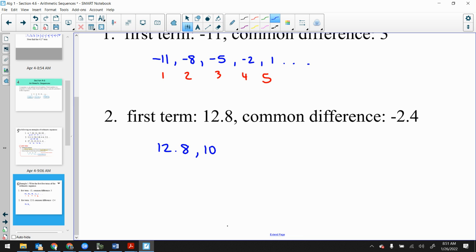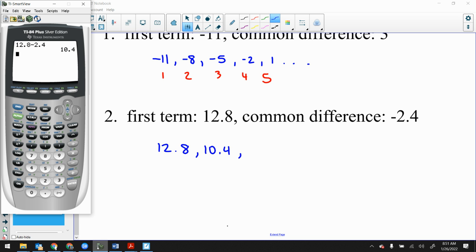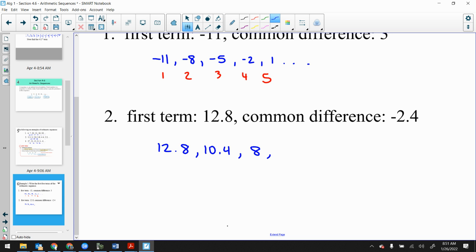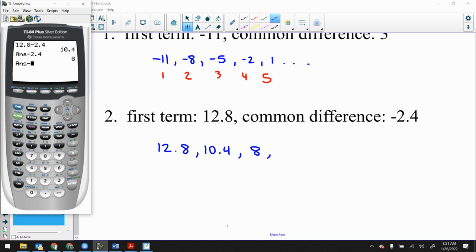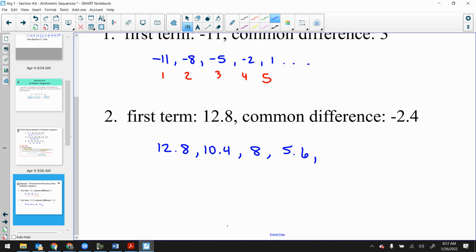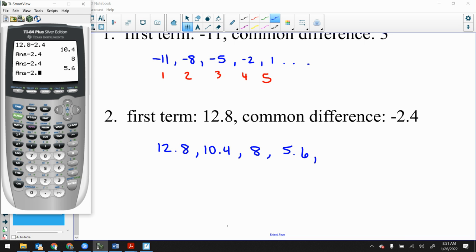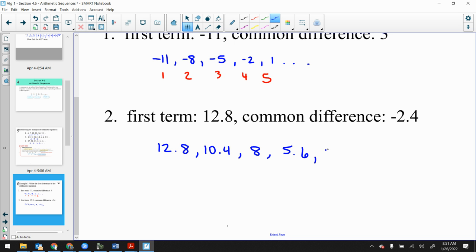10.4. I'm going to keep going. Minus 2.4, 8. Minus 2.4, 5.6. Minus 2.4, 3.2. Those are my first 5 terms of that sequence. And again, that pattern would continue. You don't need the dot, dot, dot, because I'm only asking for the first 5 terms. But remember that if I'm talking about the general sequence, that pattern would continue.